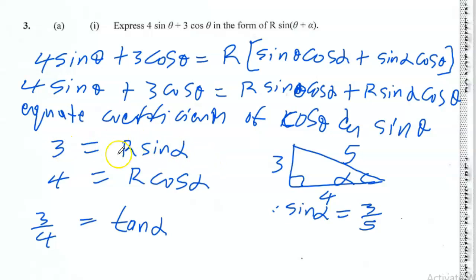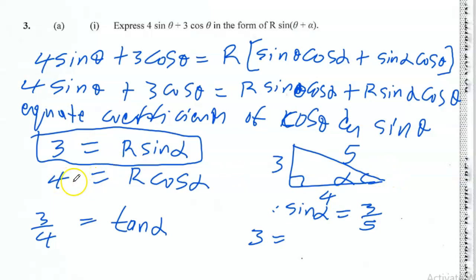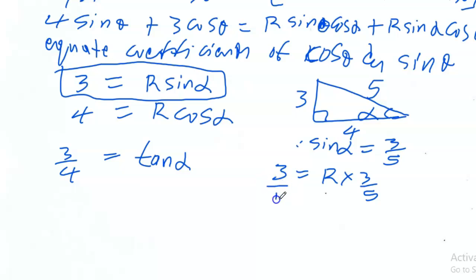And we can use it to get r. We can substitute in this equation. So 3 equals r sine alpha. Let's use this equation. It doesn't matter which one I use. You could have found cos alpha and used the second equation, but I'm using the top one. So it's r times sine alpha, so it's r times 3 over 5. Solving this, if I multiply both sides by 5, I will get 15 equals 3r. Divide both sides by 3. r is equal to 5. So we have r and we have alpha.